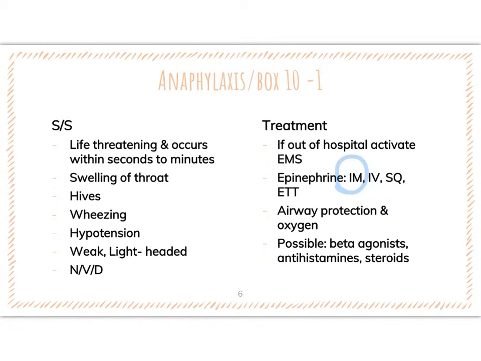So our first priority would be to make sure that we have epinephrine, give it IM, and then we would want to make sure that the airway is protected and place them on oxygen. We might give additional medications. For instance, we talked a lot about albuterol when we talked about COPD. We might give that for the wheezing. We might give antihistamines to help with the histamine response, such as Benadryl, and we also might give IV steroids.